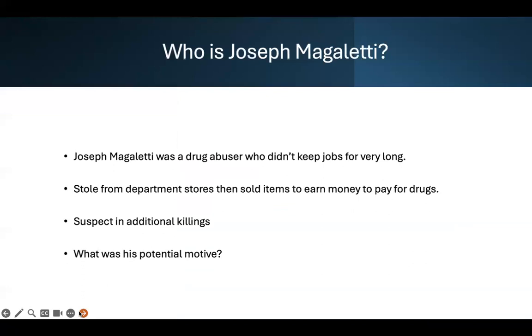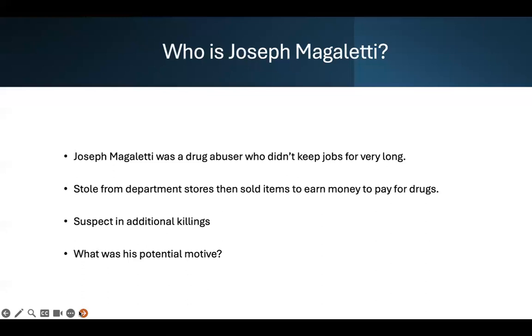So let's briefly talk about who is Joseph Magaletti. He was a drug abuser and he didn't keep jobs for very long. He would steal from department stores and then he would sell those items to earn money to pay for drugs. He was suspected of additional killings besides this one, but this of course wasn't proved.